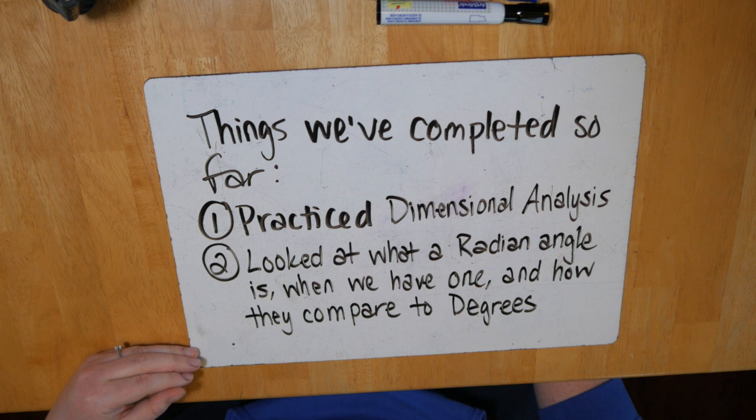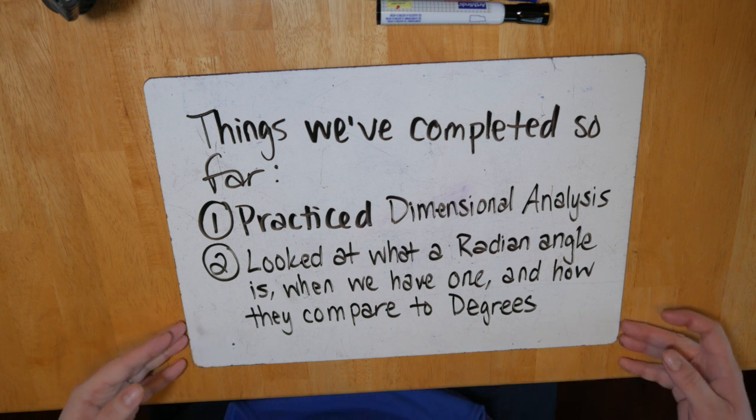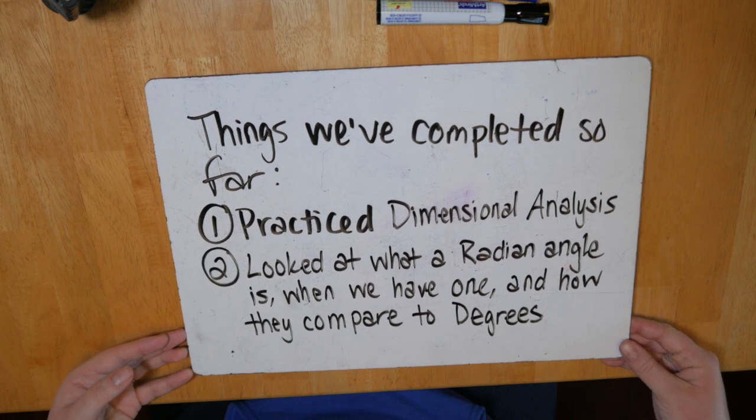We've looked at and practiced those two things, and now we're going to connect them. How are those two things connected? Why did I have you practice dimensional analysis right before looking at what a radian angle is?